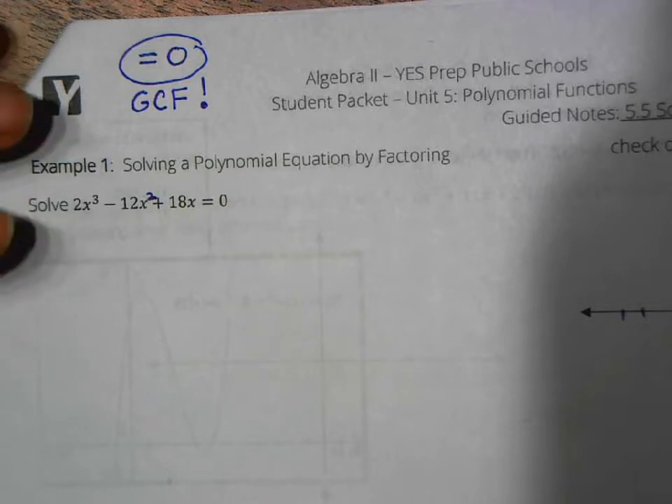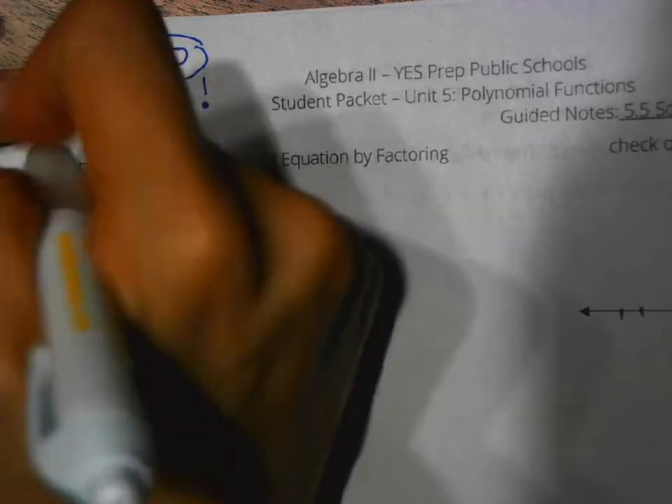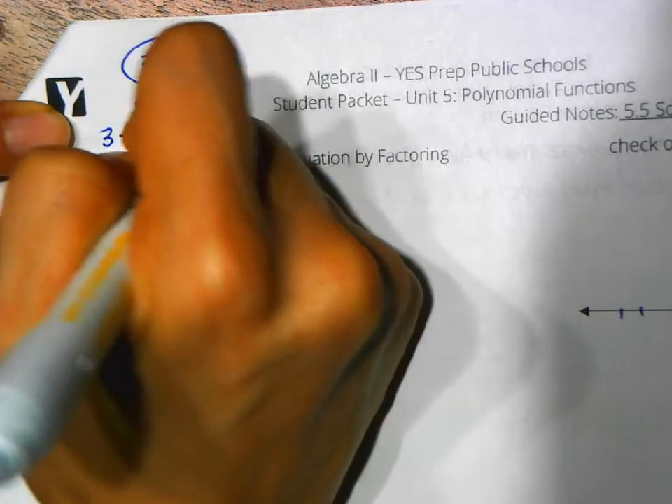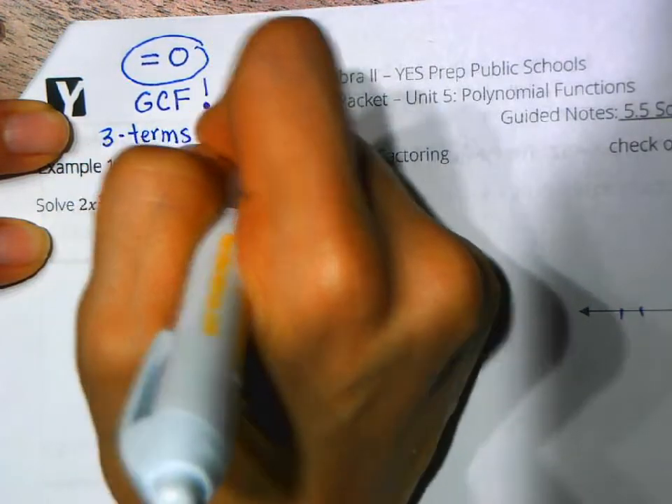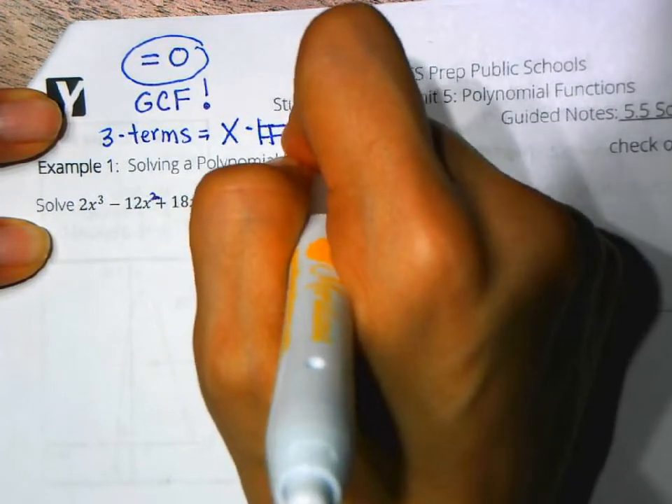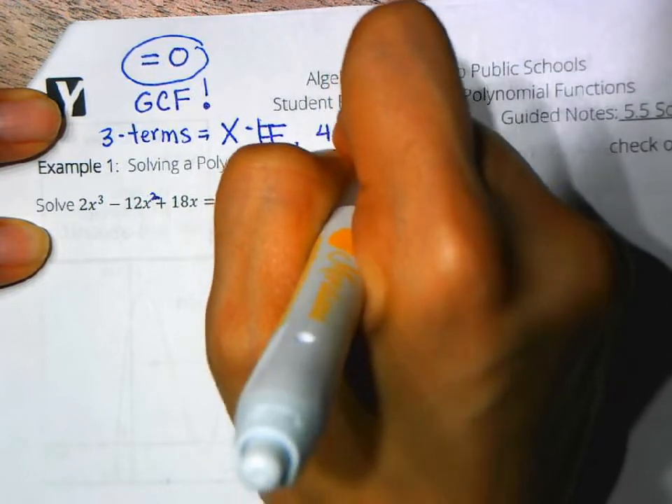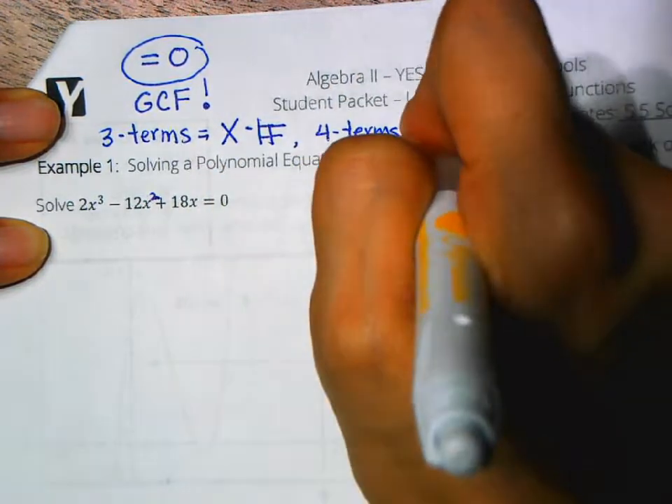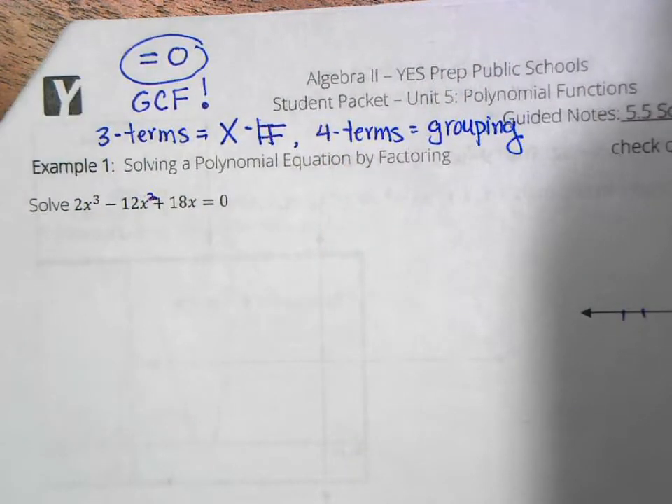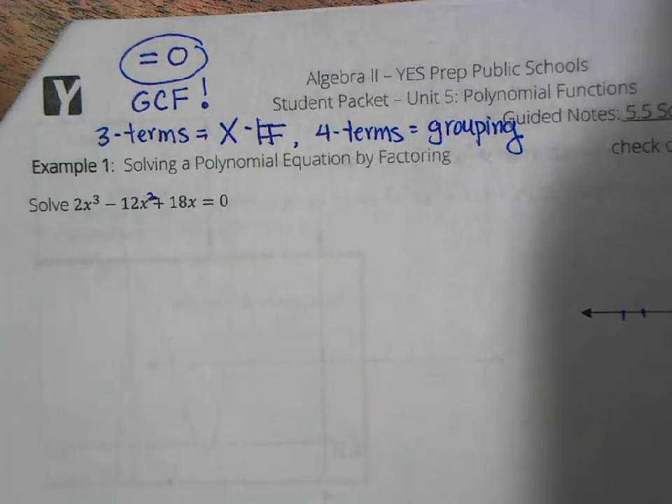And from factoring polynomials from a couple of lessons before, we know that when there are 3 terms, we're going to try to factor using the X box. When there are 4 terms, we're going to try to factor using grouping. And when there are 2 terms, we're going to try to factor using special products or special patterns using a formula chart. All right, so let's take a look.